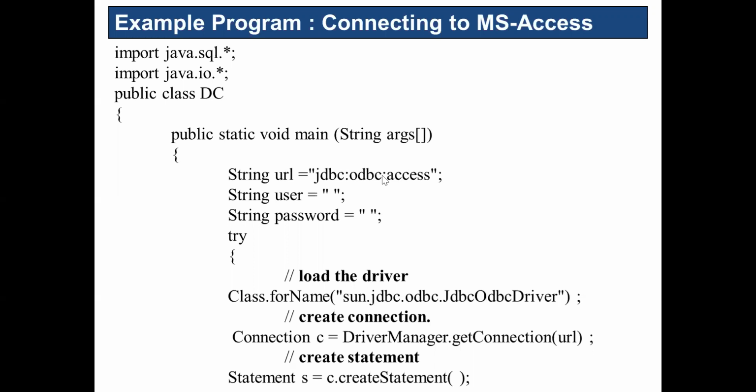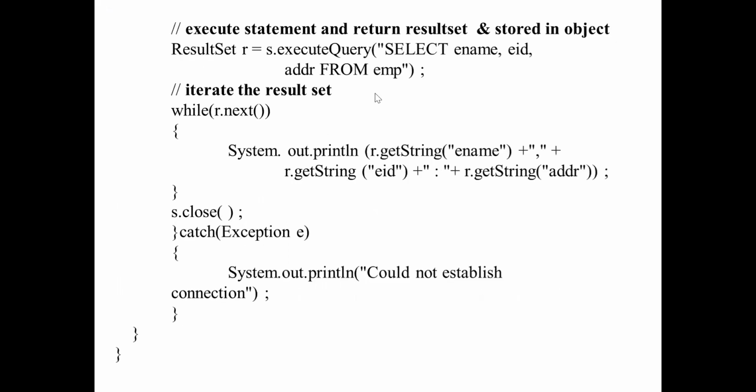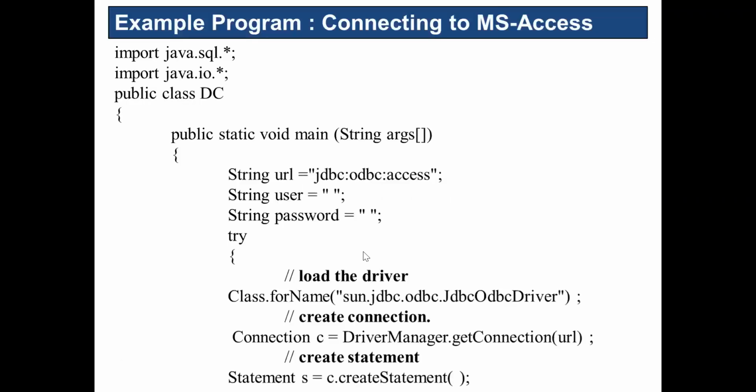Once the connection is established, we can load the driver using Class.forName of sun.jdbc.odbc.JdbcOdbcDriver. So we have to load the driver, create the connection using the DriverManager, and create the statement by SQL. Then you can execute the statement, and the result will be returned to the ResultSet and stored in the object. This is how we connect to MS Access.